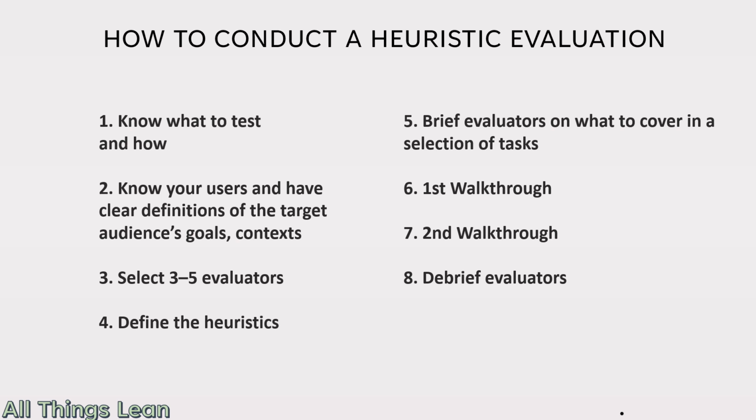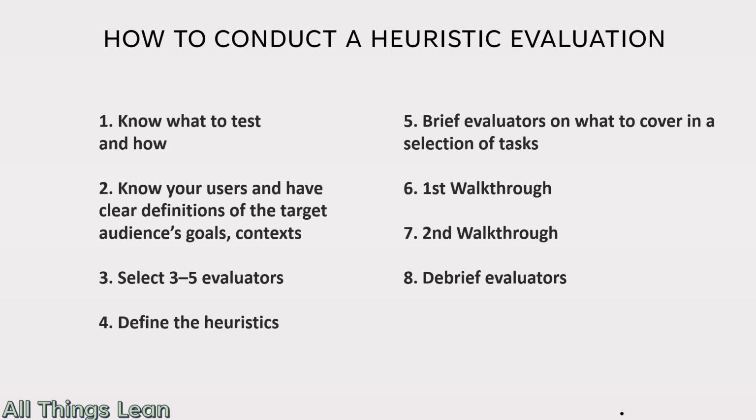To conduct a heuristic evaluation, you can follow these steps. First, know what to test and how. Whether it's the entire product or one procedure, clearly define the parameters of what to test and the objective thereof. Secondly, know your users and have a clear definition of the target audience's goals, contexts, etc. User personas can help evaluators see things from the user's perspective. Third, select 3 to 5 evaluators, ensuring their expertise in usability and the relevant industry.